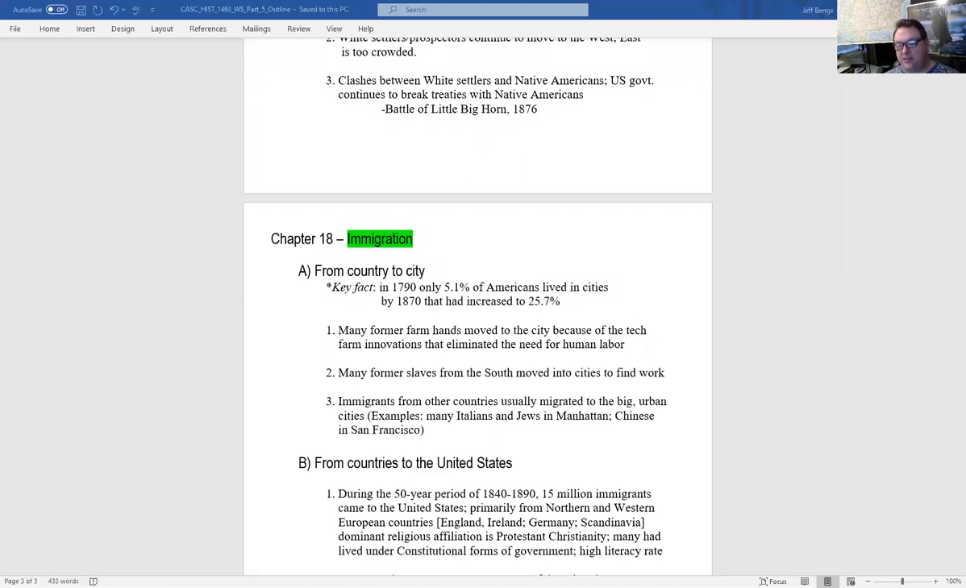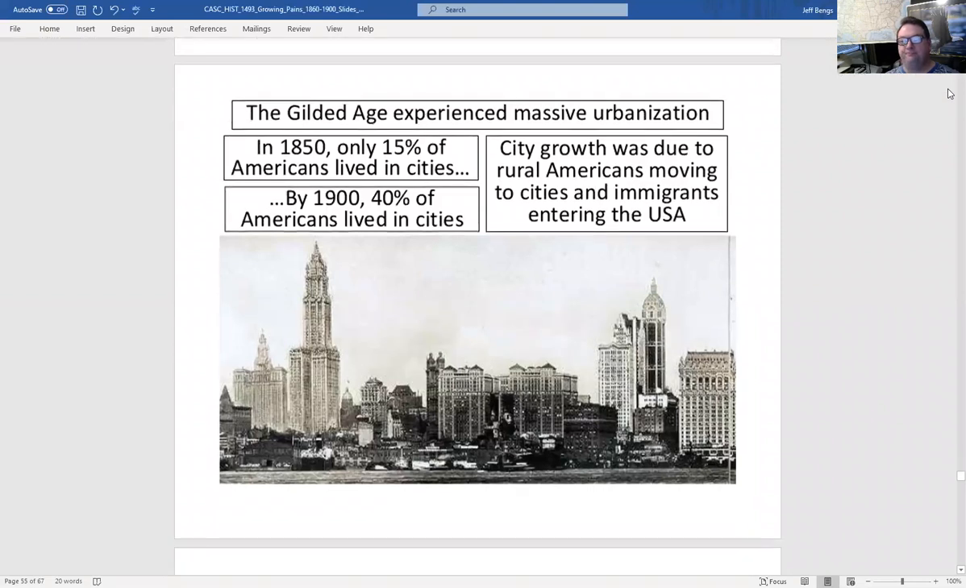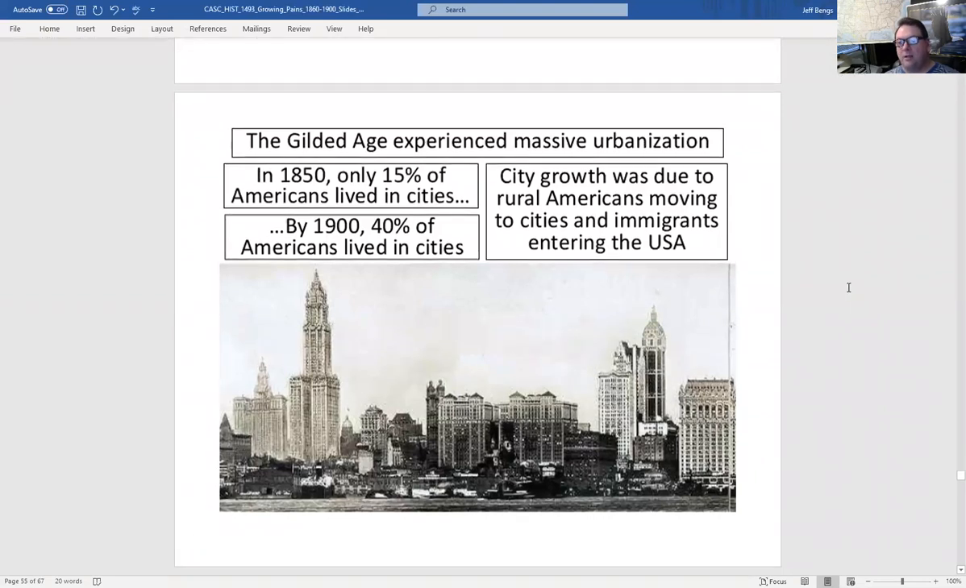Let's look at this immigration from the country to the city. And these slides will also be put up today. Here's another statistic about the growth of city dwellers.